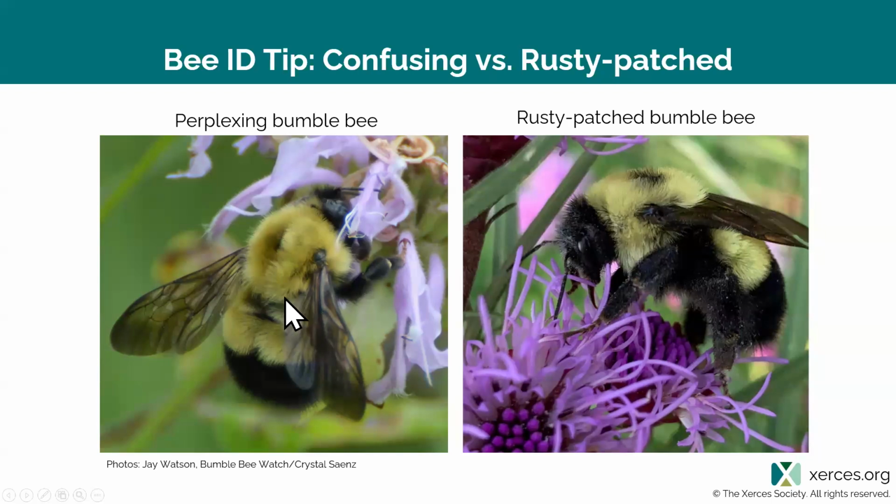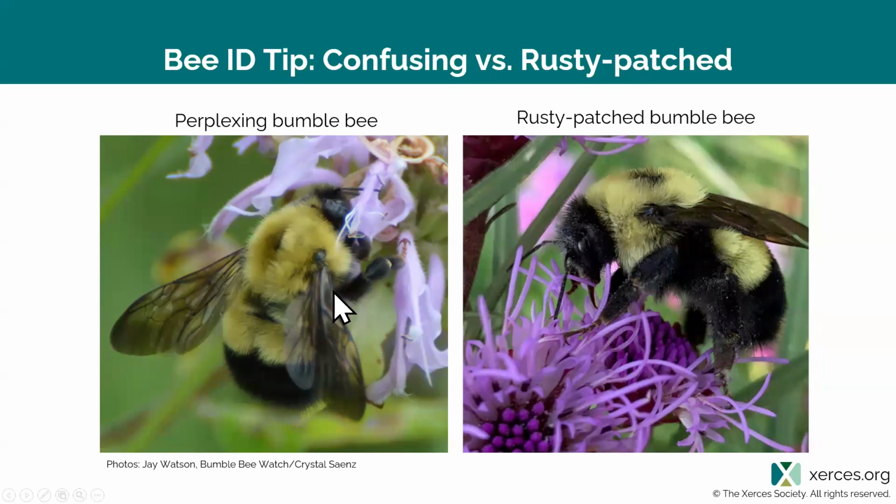The hair color pattern on the thorax is also something you're going to want to look at. Rusty patch bumblebees have black hairs in the center of their thorax, whereas perplexing bumblebees won't have any black hairs at all in between their two wing joints. It looks like there's a little spot there, but that is just caused by baldness. There aren't any actually black hairs in the middle of the thorax there.